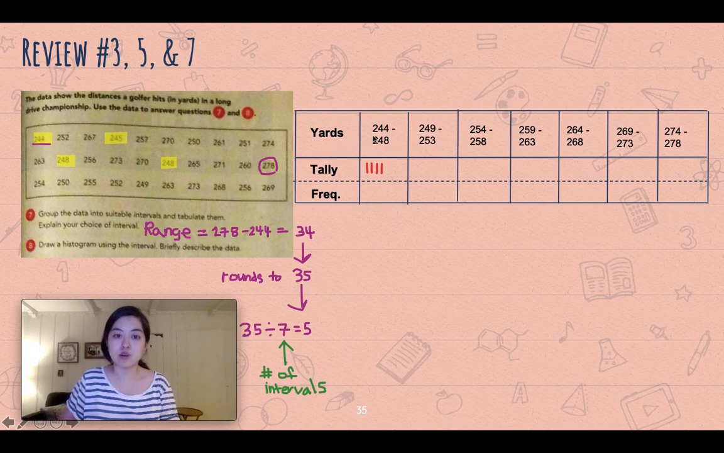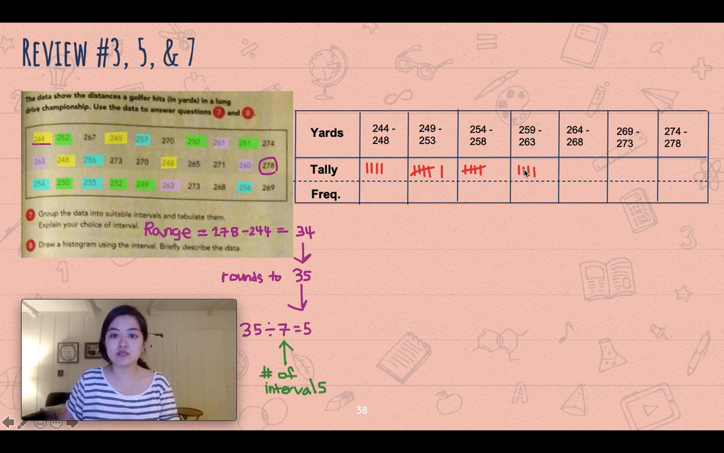That account for between 244 to 248 yards. There's 6 pieces of data, and I highlighted that in green for you. There's 5 pieces of data that are between 254 and 258 yards, and I highlighted that in blue for you here.